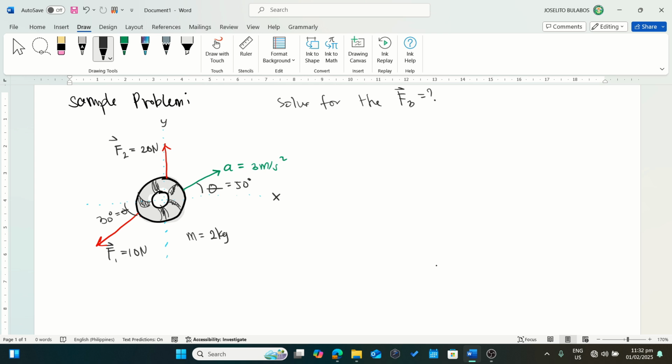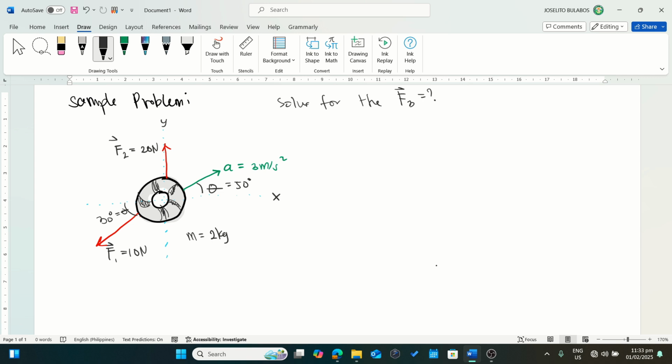This is our F3, but the given here is the acceleration of the object. So the acceleration of the object along this direction is 3 meter per second squared. So we have to solve for the force along this particular direction. Okay.